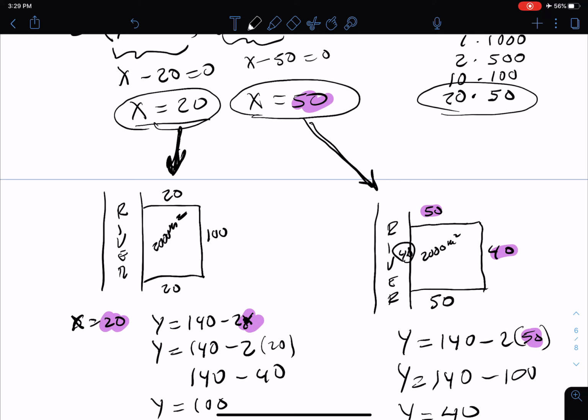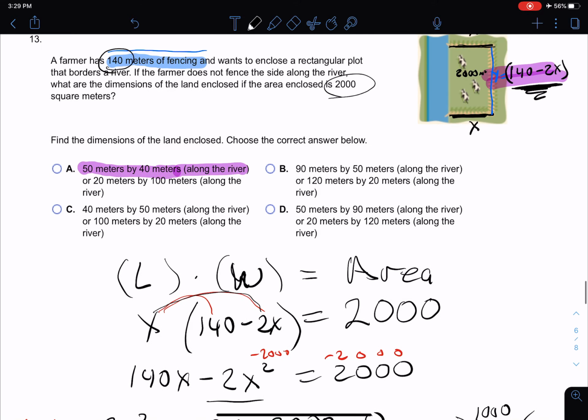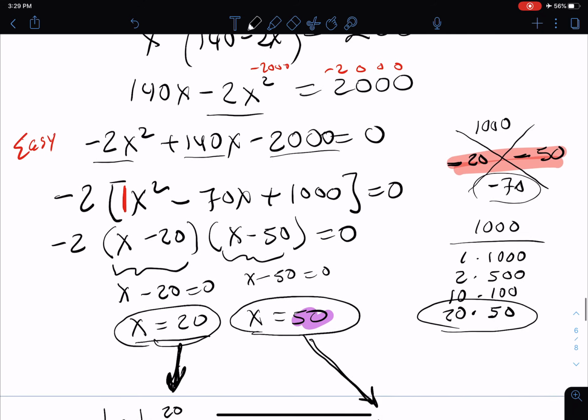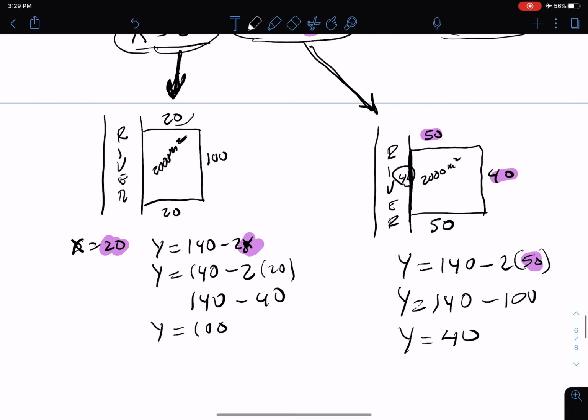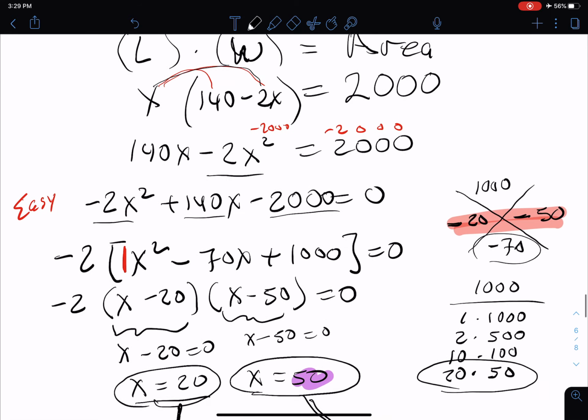So this is the situation they want, though. The length of 40 is along the river, but remember there's no fence there. So I thought that was a little wacky how they said that. So yeah, 50 by 40, and the 40 is along the river, and then the other one is 20 by 100, and the 100 is along the river. Okay, so 20 by 100, and remember this is also 100, so 100 is along the river, and so A is the correct answer.